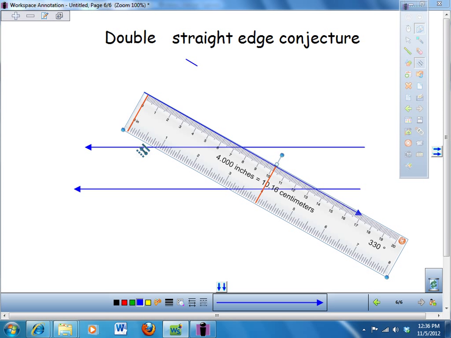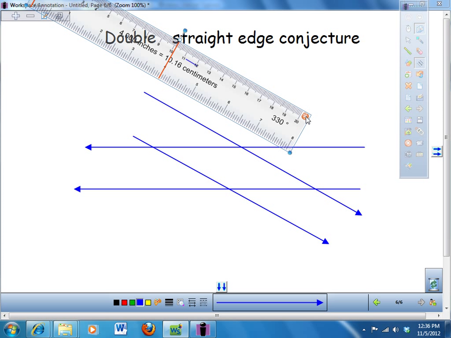Oh no, stay there. Come on. Work. Oh. What happened? Where'd that other line go? Oh, there it is. Okay. And now I'm going to take away my ruler, so I can close my ruler.